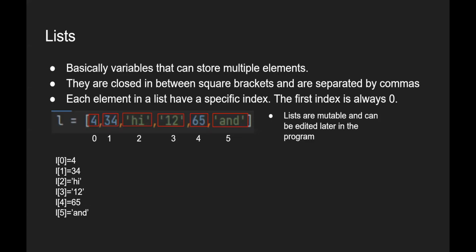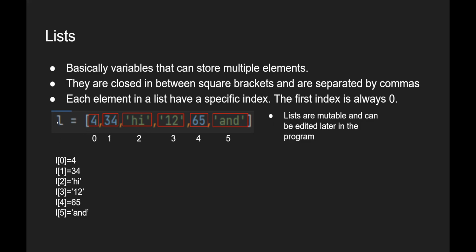Okay, so for the list, it's basically variables that can store multiple elements. They're enclosed in square brackets, and they're separated by commas. Each element has a specific index, and they always start at 0. So if we have a list 4, 34, hi, 12, 65, then 4 is at the 0th index, and 34 is at the first index. So it always starts at 0.